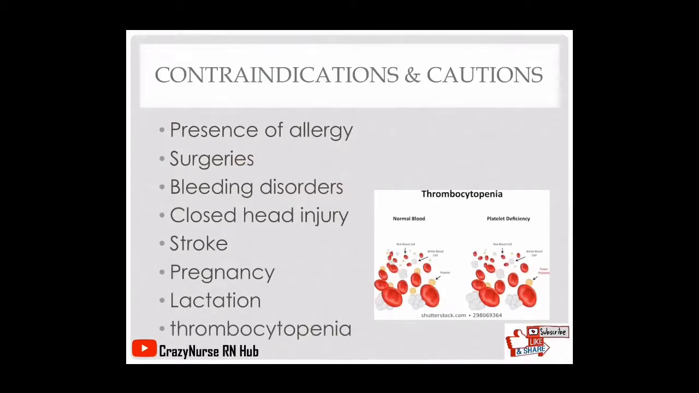By the way, the other term for platelets is thrombocytes, okay? So when we say thrombocytopenia, that means there is a decrease of thrombocytes in the body. Thrombo-cytopenia: thrombocytes refers to platelets. When we say penia, that means decrease or less. So thrombocytopenia means decreased platelet count.